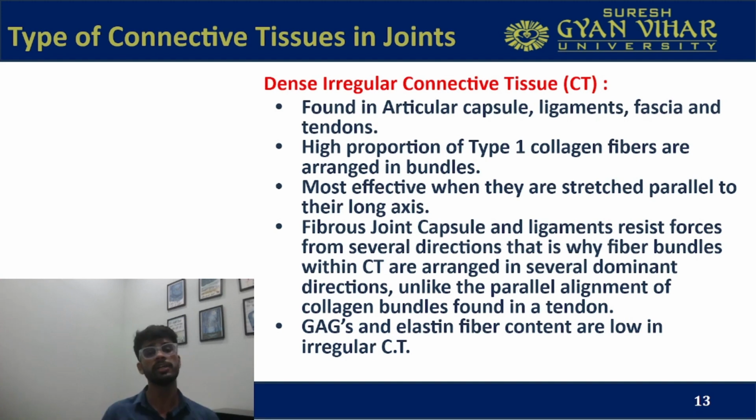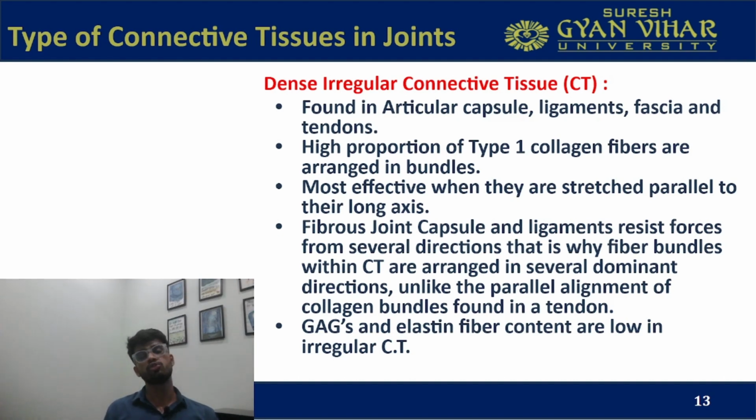So the fibers in this type of connective tissue are arranged in a very irregular manner, in order to provide multi-directional stability. In any direction the force comes from, there are some fibers arranged parallel to the force acting upon them. Fibrous joint capsules and ligaments resist forces from several directions. We know that, and that is why fiber bundles within this connective tissue are arranged in several dominant directions, unlike the parallel alignment of the collagen in tendon.